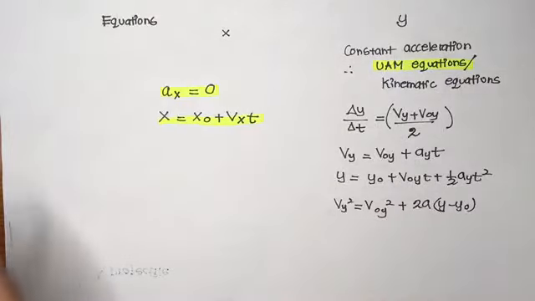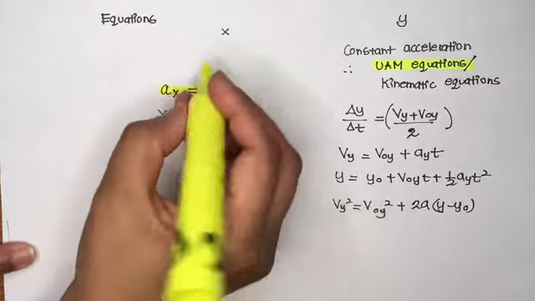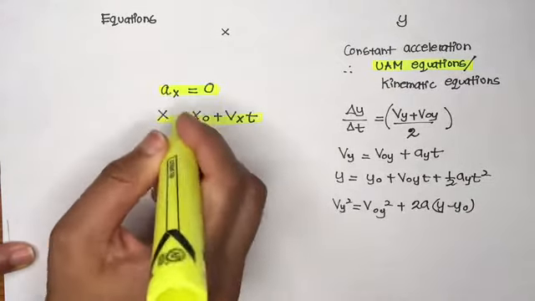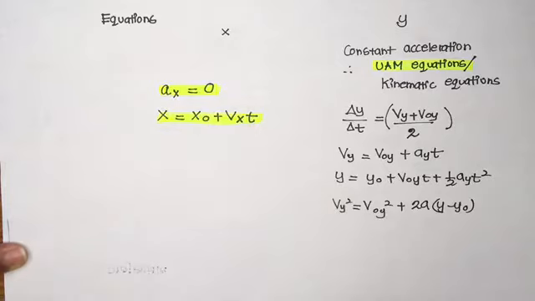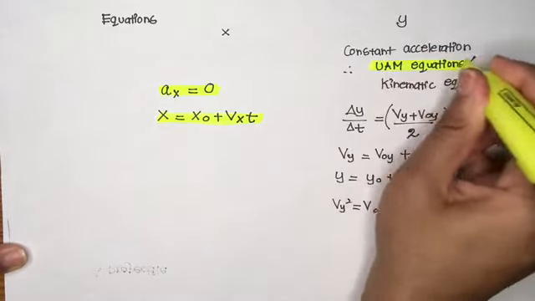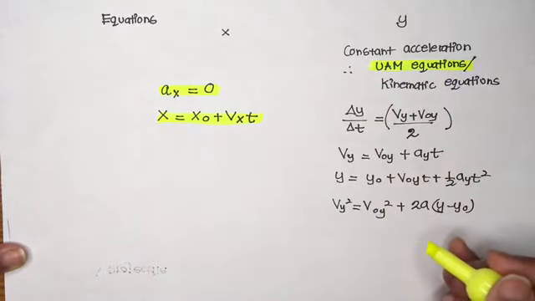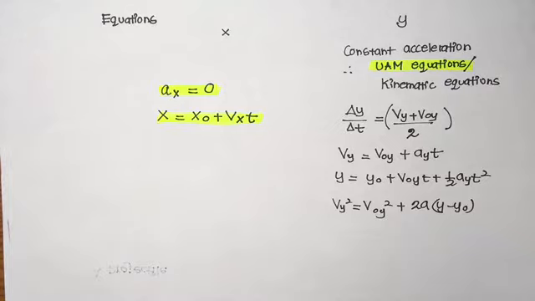And then for the x direction, you can use just one equation because acceleration is 0: final position is equal to initial position plus velocity in x direction times the time.